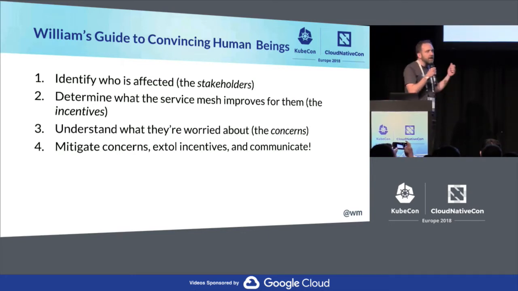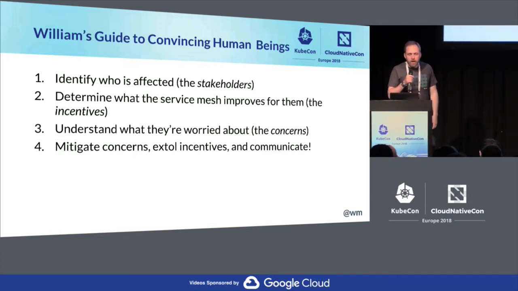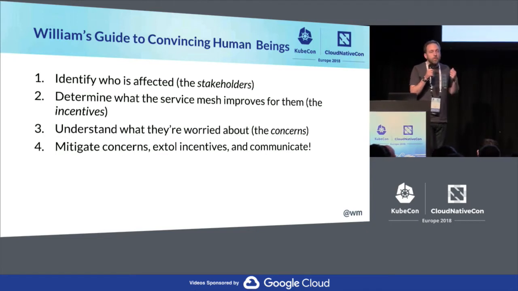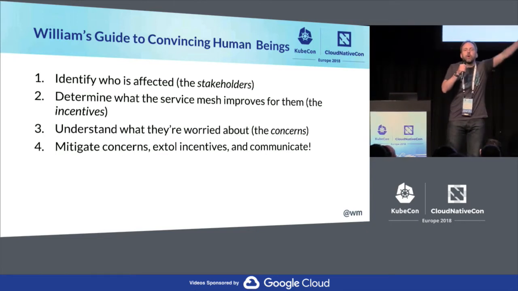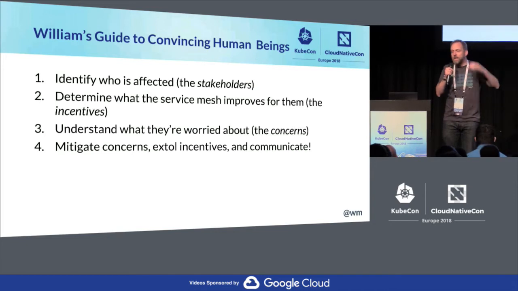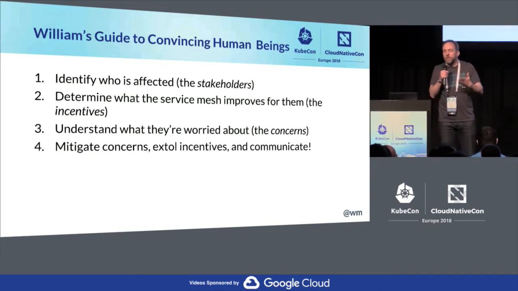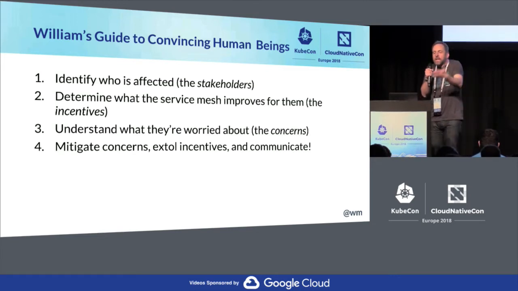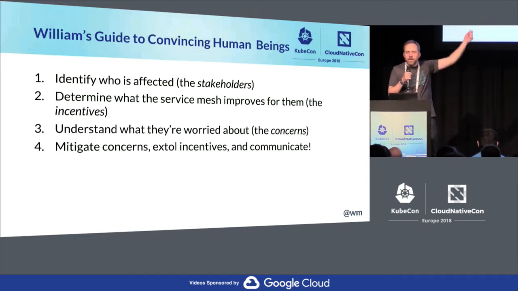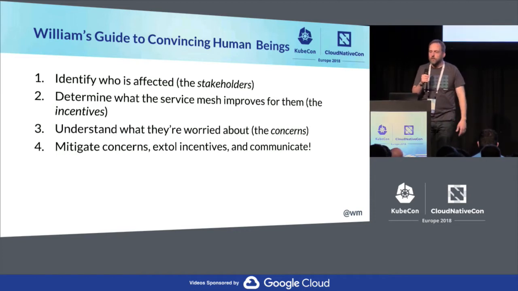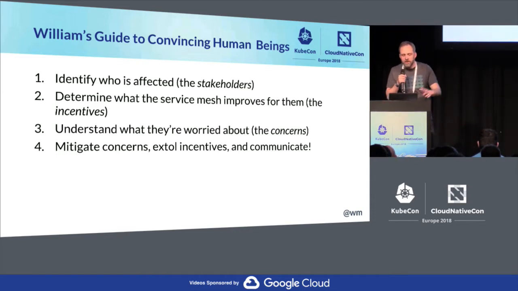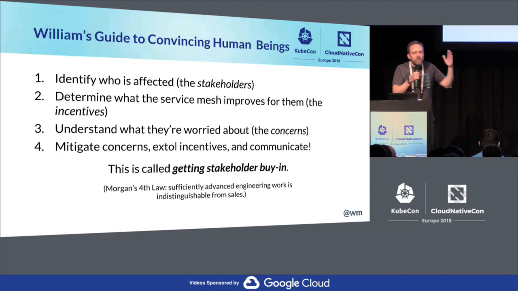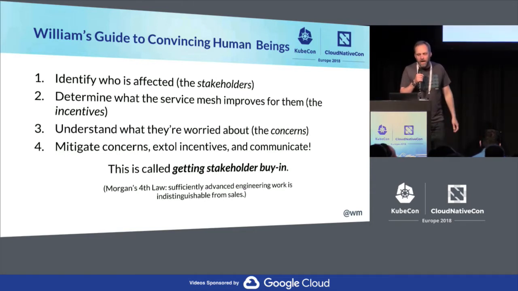Number 1, you got to identify who is going to be affected by this, all right? These are called the stakeholders if you're in the enterprise. You got to determine what the service mesh improves for them, right? These are the incentives, these are the carrots that you can dangle to make them excited about this. You've got to understand what they're worried about, right? Okay, because they are going to be worried about something, and then you have to mitigate those concerns, extol the incentives, and communicate, right? Well, it's easier said than done, but this is called getting stakeholder buy-in.